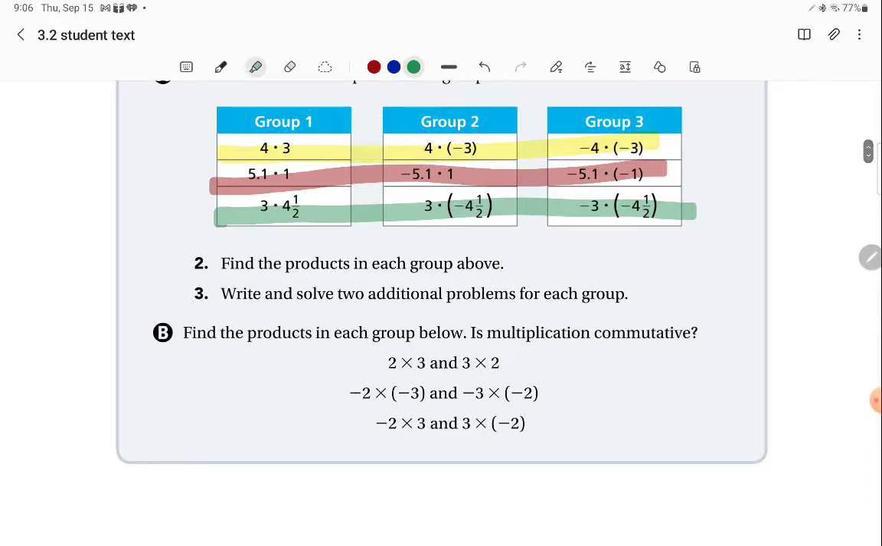And then go ahead and find the products. If you haven't, pause the video and find the products in each of the groups. So copy down group 1, group 2, group 3, and when you're doing these, create another column for each one so that you can write in the answers. Pause the video and then come back once you're done doing that.